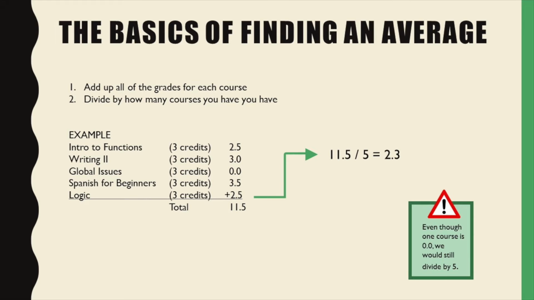If you add up the grades, you should have 11.5. Then you need to divide by 5 because that's the number of courses the student was taking. You do need to divide by 5 even though there was a 0 in global issues. This should leave you with a semester GPA of 2.3.